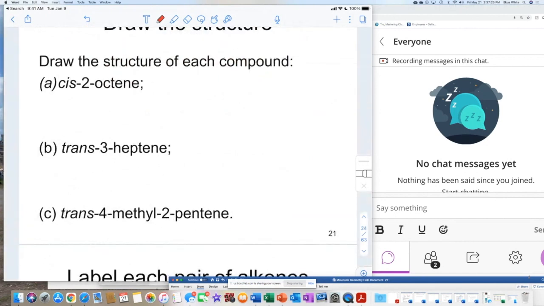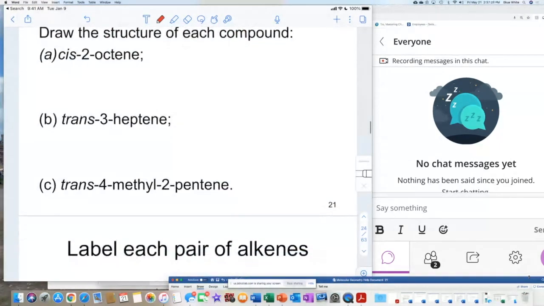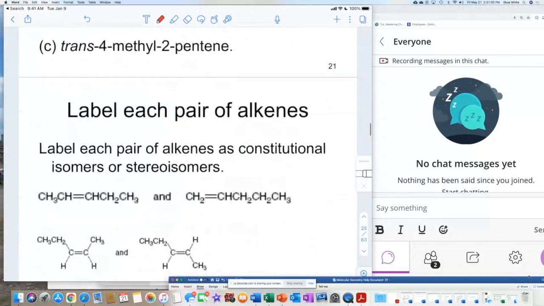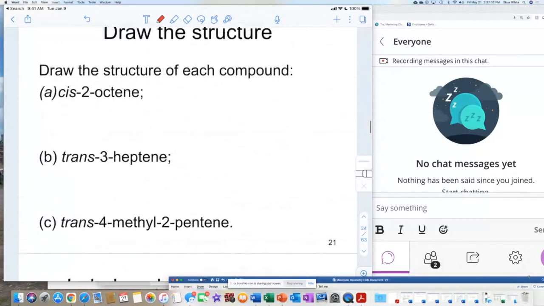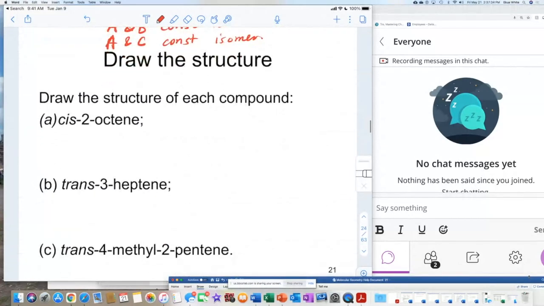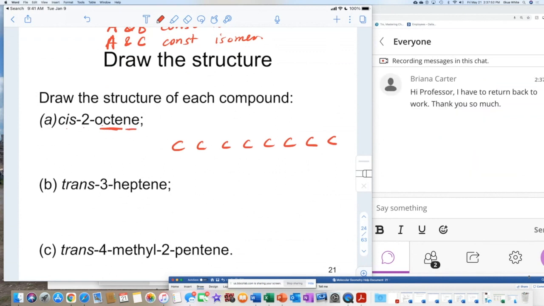Okay, so now you're asked to draw this structure here. So I'm going to pick a couple because I'm trying to make progress with this, right? I'm going to pick a couple, draw the structure for each compound. It says cis-octene. Oh, cis-2-octene. So you're going to draw 1, 2, 3, 4, 5, 6, 7, 8. Oct means 8 carbon. Ene means double bond. The double bond has to be in the second one.